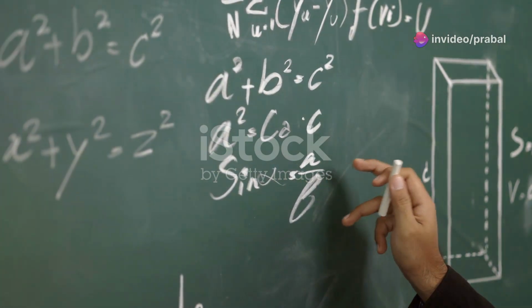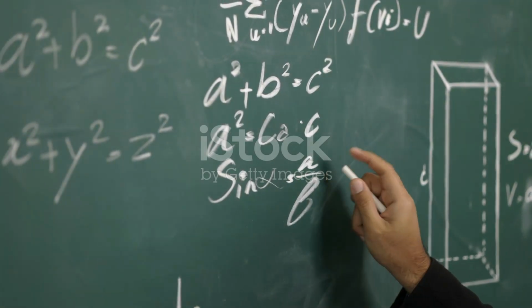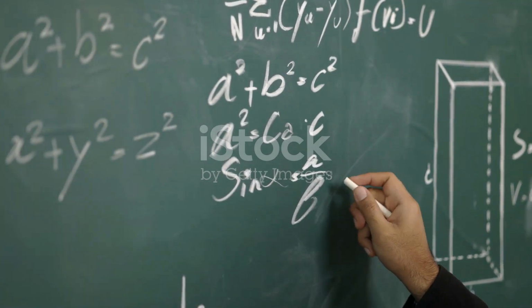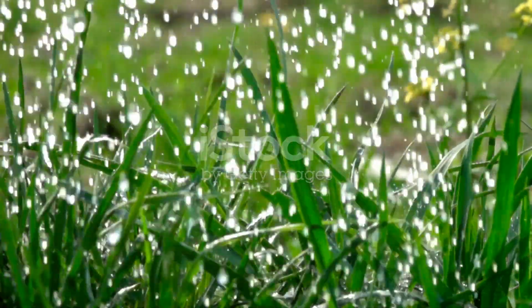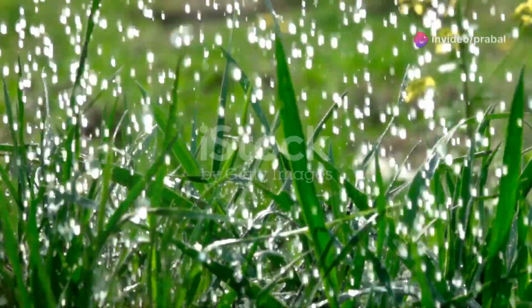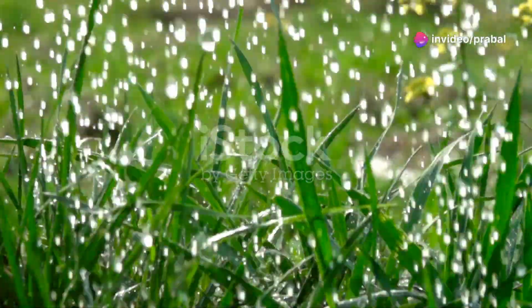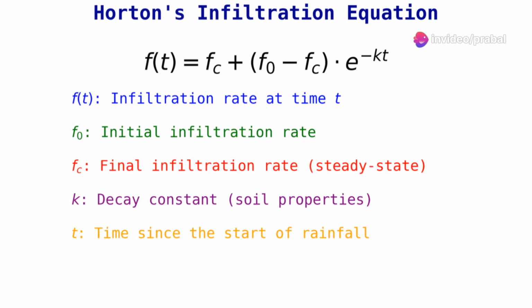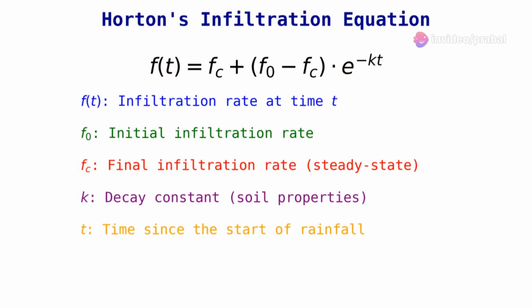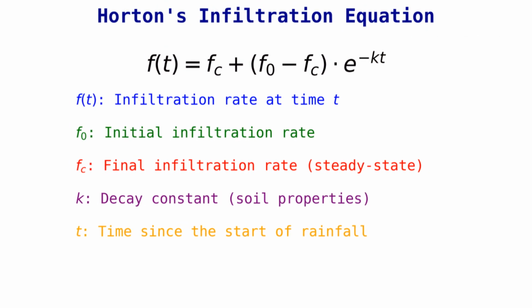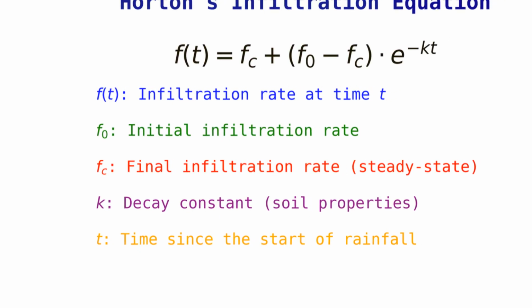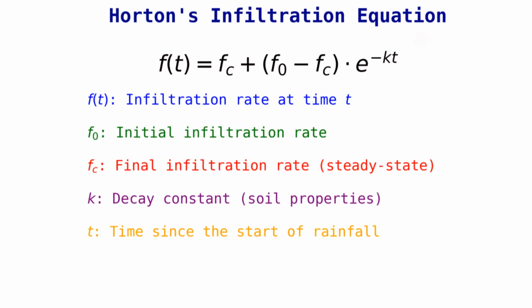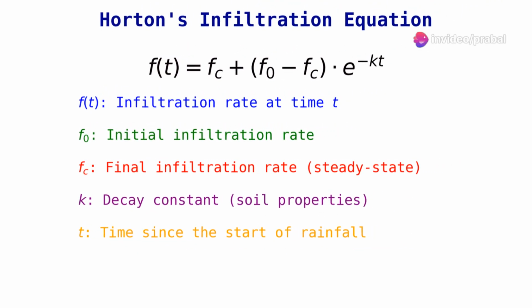One of the most widely used mathematical models for infiltration is Horton's equation, which describes how infiltration rates decrease over time during a rainfall event. In the equation, Ft is the infiltration rate at time t, F0 is the initial infiltration rate, Fc is the final or steady-state infiltration rate, and k is a decay constant that represents soil characteristics.